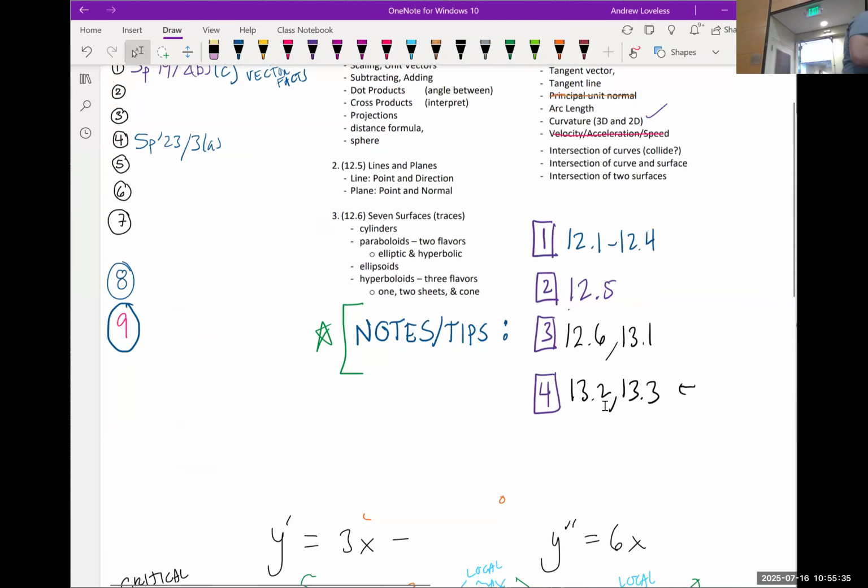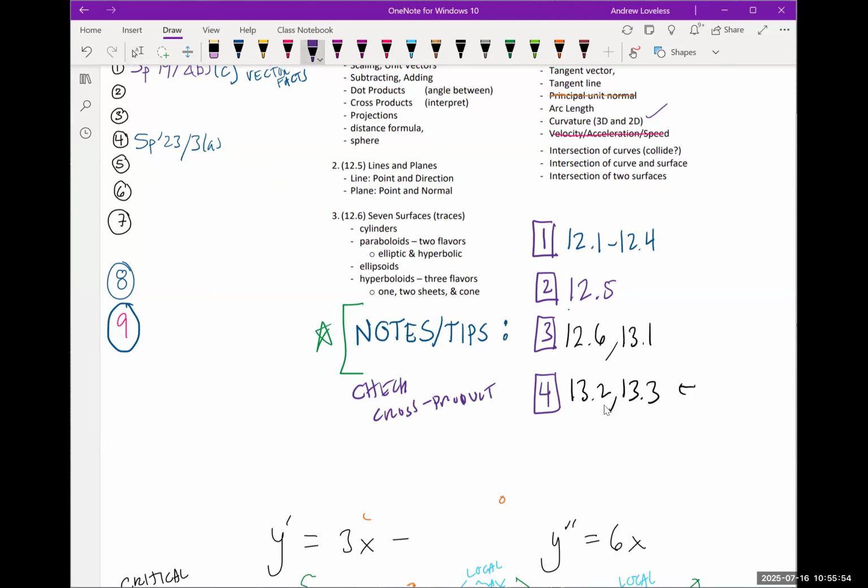The other thing is, let me think of a couple specific things. You're probably going to have to compute a cross product at least twice on the test, because it comes up in several formulas. So do you remember how you can check your cross product? It would be nice if before the exam was done, you went back and checked the cross product by the other vectors, right? To see if it works.